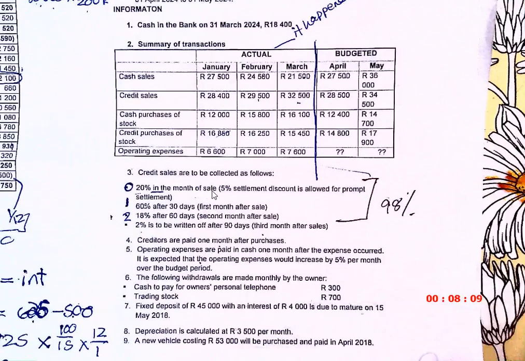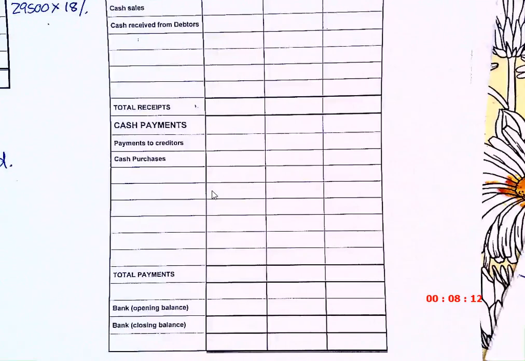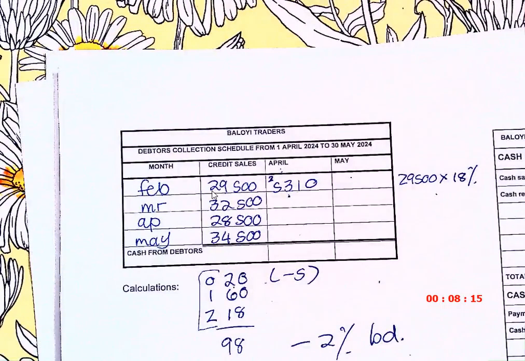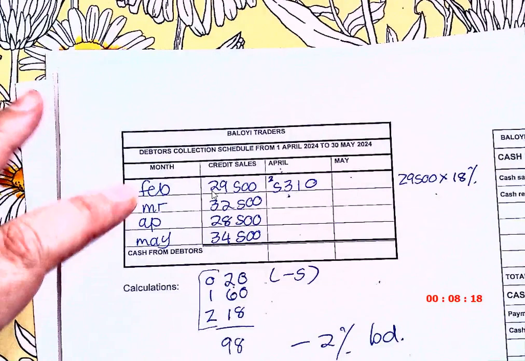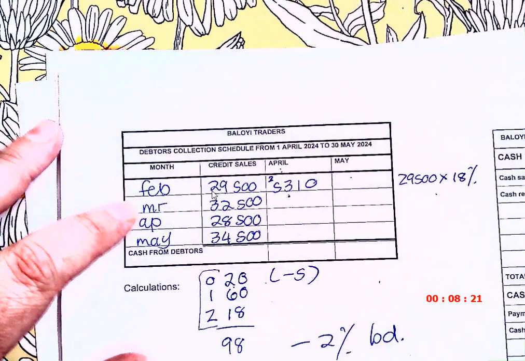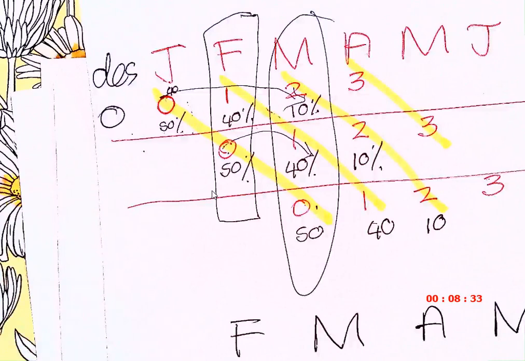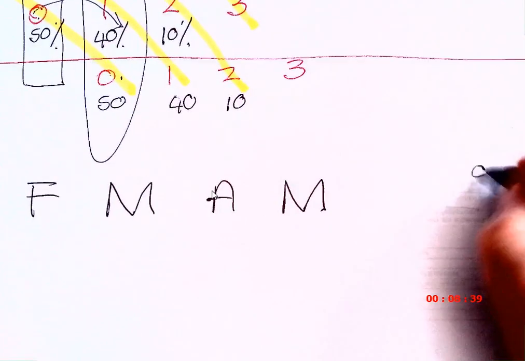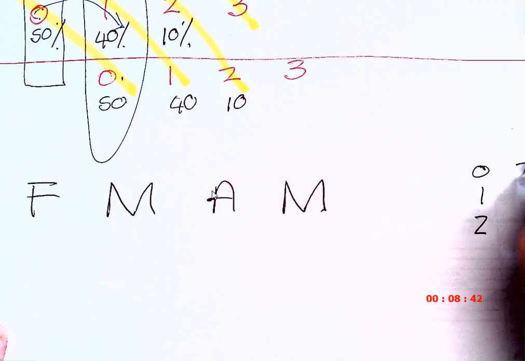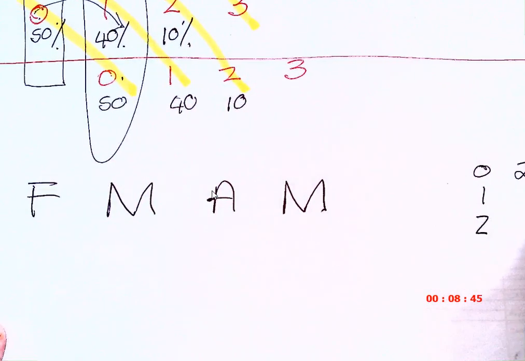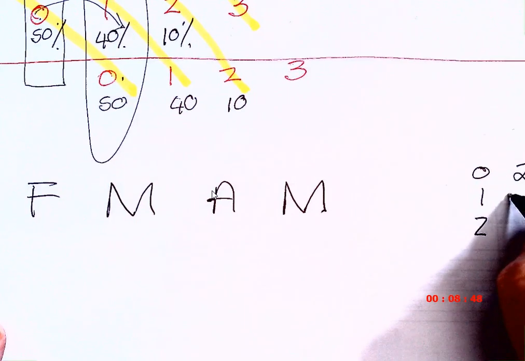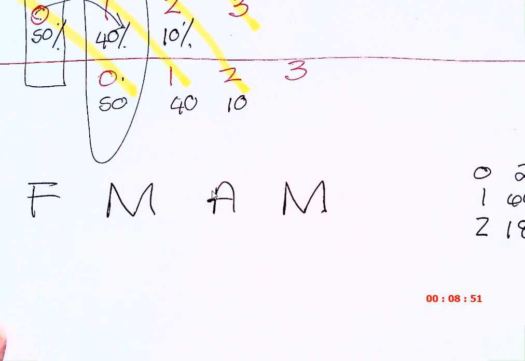So now, if I look, I have shown February, March, April, May. Don't worry about this. In the homework you have to write it in yourself, but in a test they actually give it to you. Okay, so I've got February, March, April, May. My schedule says 0, 1, 2. In 0 we get 20% less 5% discount. 1 month following 60, 2 months following 18.